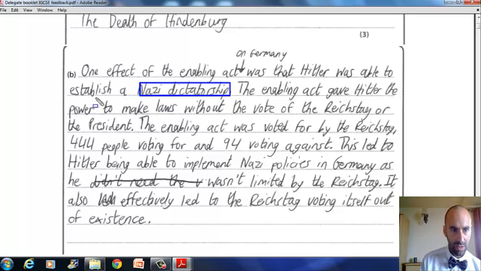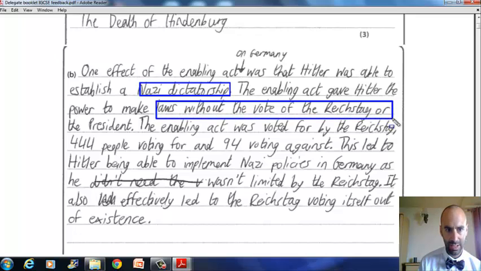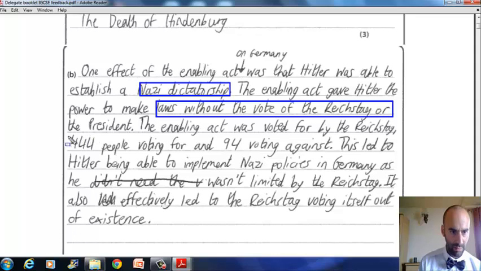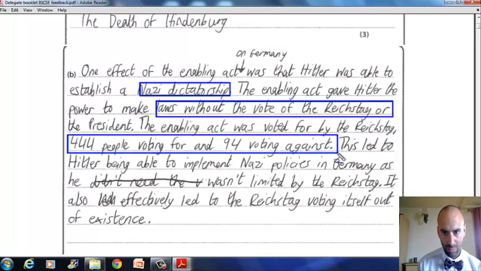Well, we have it here, because Hitler can make laws without the power of the Reichstag. There's some contextual knowledge. Now, this is very, very detailed and precise. The candidate has been able to give numerical or statistical relevant contextual knowledge to support what they're saying. Now, no examiner can argue with that. It's factually correct, it's true, and it demonstrates and evidences to the examiner that the candidate really has done their homework and they know this.